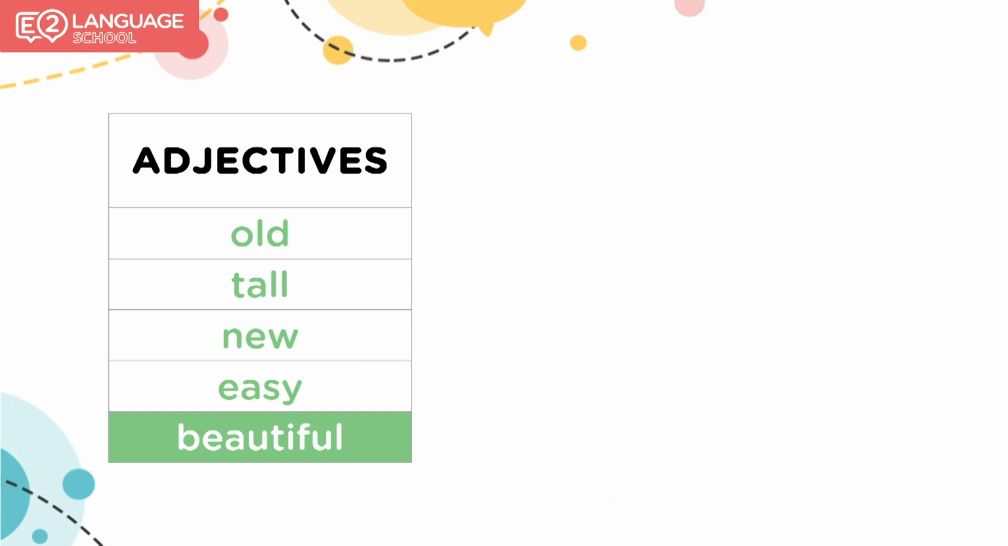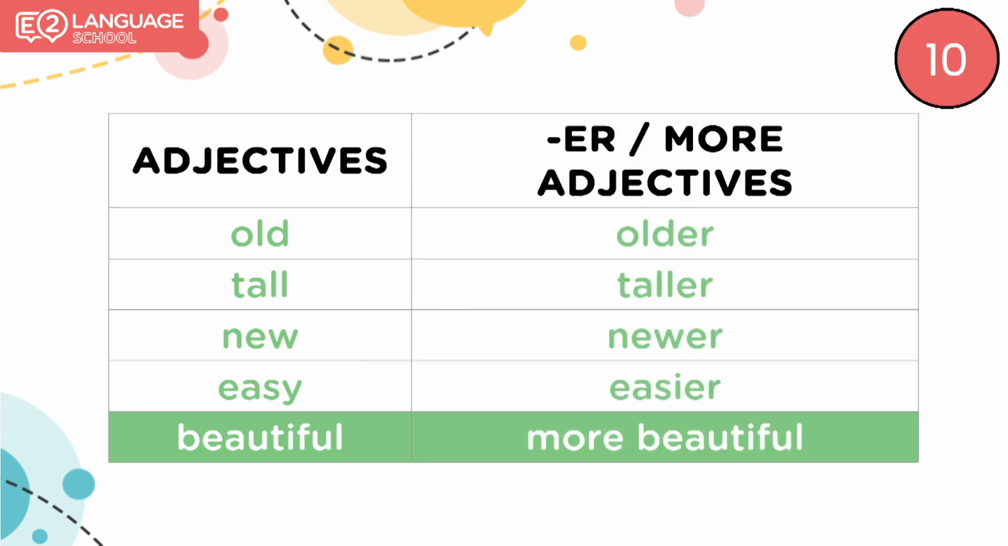Okay, first of all, I'm going to show you a table of adjectives, and that will pop up on your screen on the left side. Then you'll see another table on the right side, and in this table will be a list of comparative adjectives. And I want you to look at the differences between adjectives and comparative adjectives. You have 10 seconds. Your time starts now.